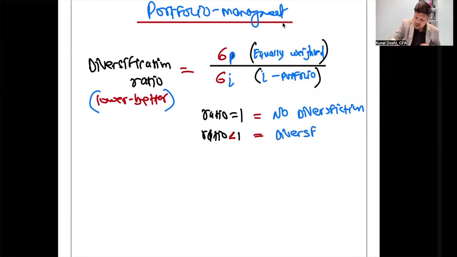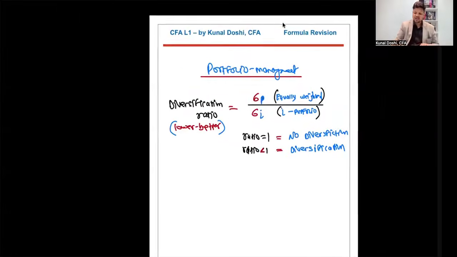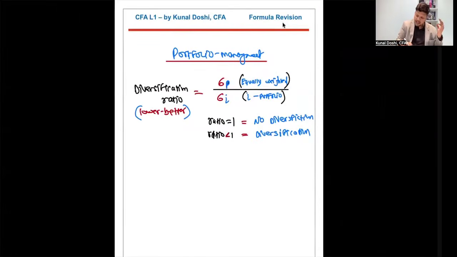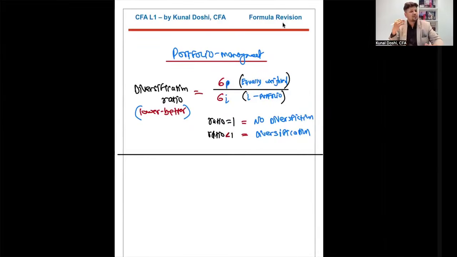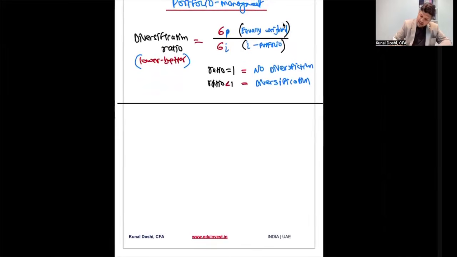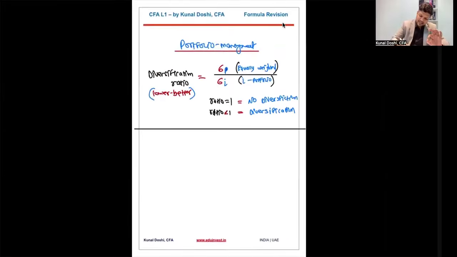So the lower the ratio, the higher the diversification. This is clear, everyone? Even though it may not be tested in calculation, you should know the meaning of it. Then a basic formula of risk premium: everyone knows risk premium is returns minus the risk-free rate. So that is one easy formula here.